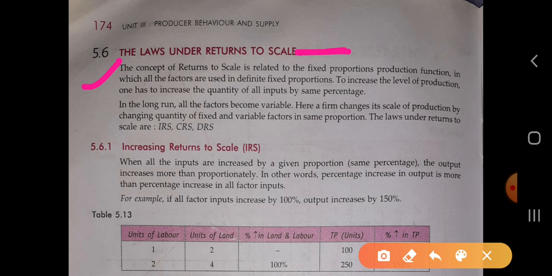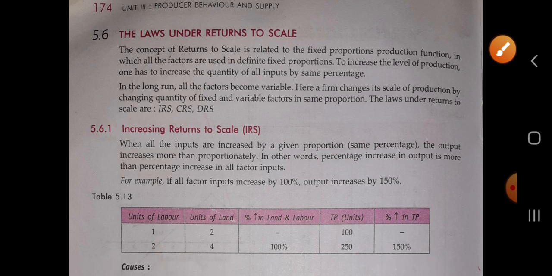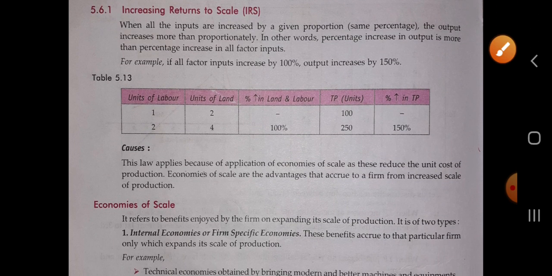So the laws under returns to scale are IRS, CRS and DRS, okay. The laws which are studied in the case of return to scale are increasing return to scale, constant return to scale and diminishing return to scale, okay. So what is increasing return to scale, okay.